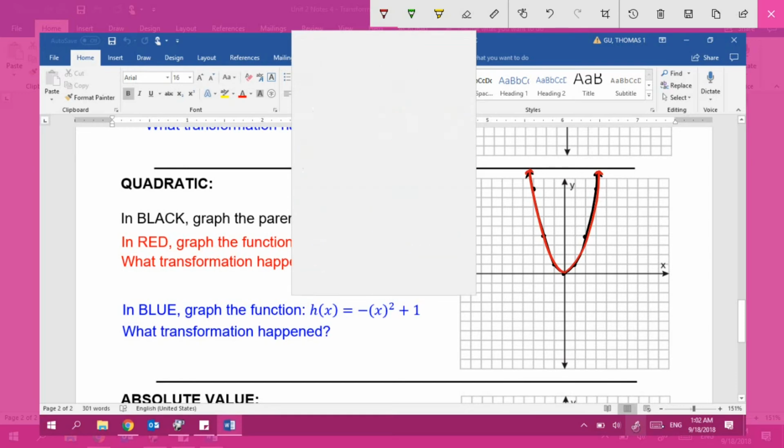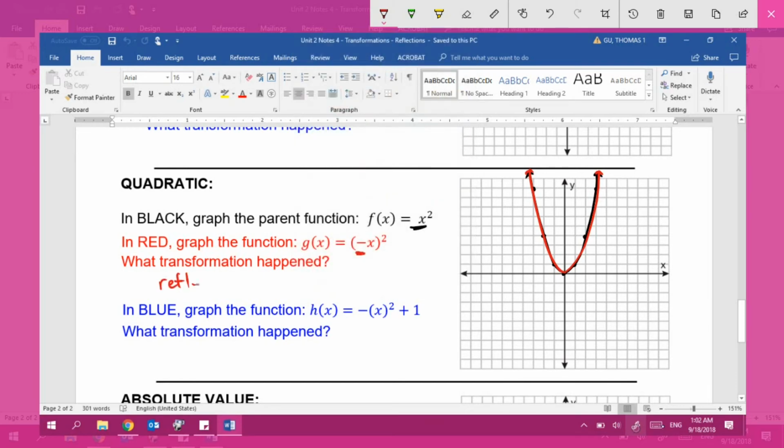Okay, that's interesting, but let's look at the next one, blue. So for the red, I'm gonna write reflected over y-axis. You can't actually see it, but it did happen. And now for the blue, graph the function h of x equals negative x squared plus 1. The negative here is on the outside of the x squared, which means that this is going to be a reflection.